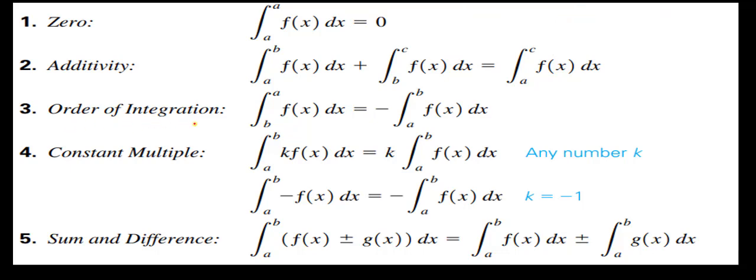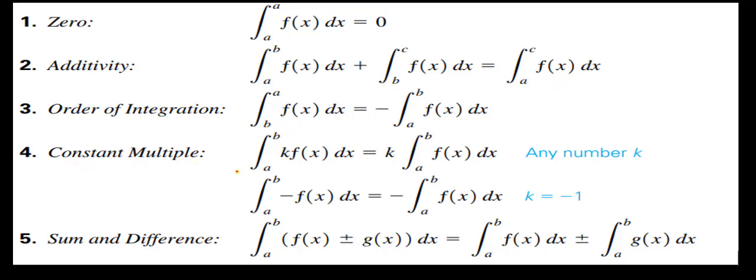Next, we have order of integration. If you have the integral of f of x from b to a, that will equal the negative of the integral of f of x from a to b. If you change the order of the lower and upper limit, then the negative comes out. So for example, the integral of, let's say, 2 to 4 of x dx will be the same as the negative of the integral from 4 to 2 of x dx.